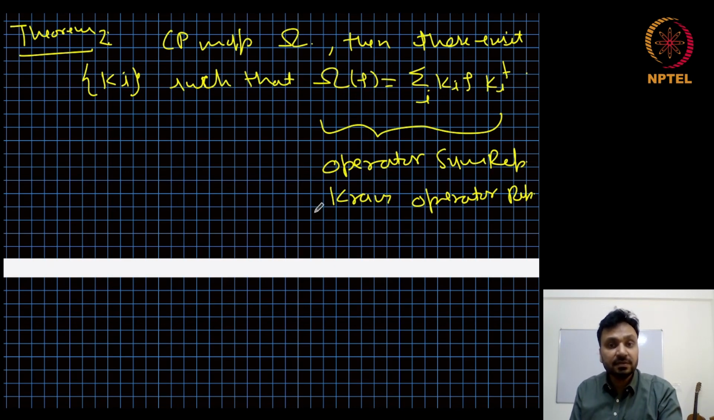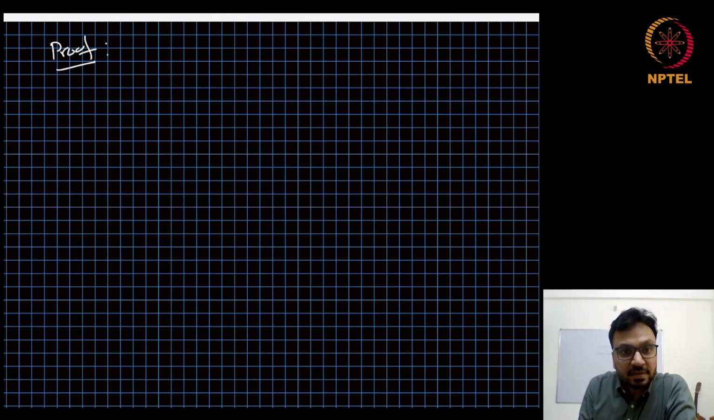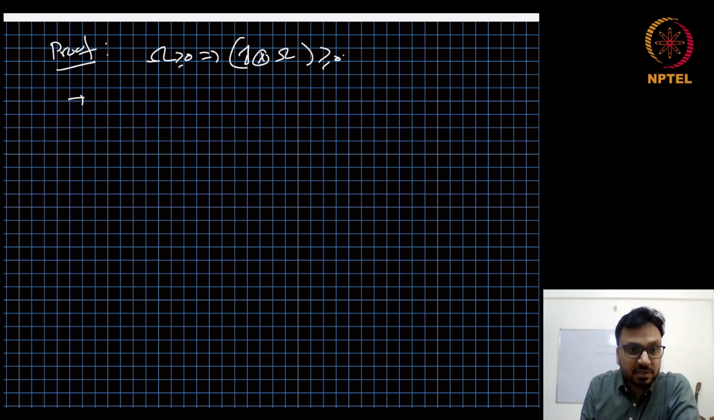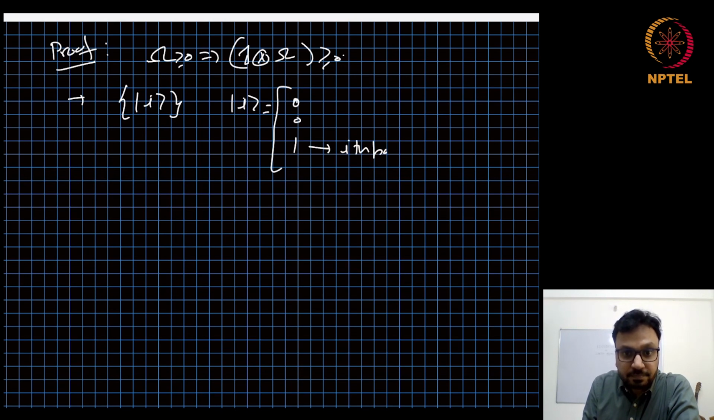And the proof of this goes as follows. Since omega is a CP map, then identity tensor omega is also a completely positive map. Now, let's start with the computational basis, |i>. And what do we mean by computational basis? That |i> vector is a vector of zeros and exactly 1 at the ith position, and the rest zeros.